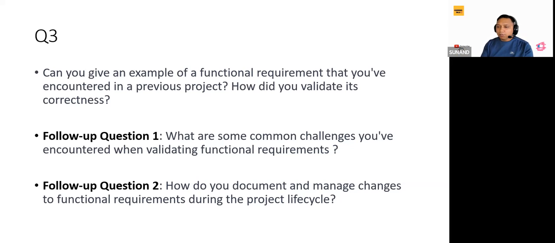Okay, the next follow-up question is, how do you document and manage changes to the functional requirements during the project lifecycle? So I use a systematic change management process, which involves documenting the change requests with detailed descriptions. We assess the impact of the change on project scope, timeline, and resources. We prioritize the changes based on business value and urgency. We conduct impact analysis to understand the ripple effects on the requirements, and gain approval from the project change control board, CCB, or the stakeholders before implementing the changes.